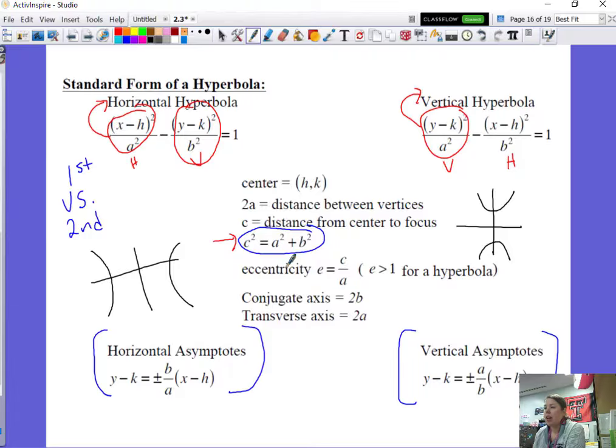We have the other major difference. C squared is a squared plus b squared. So we're adding the two values in the denominator together. The other thing is the horizontal and the vertical asymptotes, and we'll talk more about that on the next slide. But that's the major difference between horizontal hyperbolas and vertical hyperbolas. Okay? A squared, if it's with x, is the horizontal distance. B squared, if it's with y, is the vertical distance. Okay? Whatever's with x is the horizontal distance, and whatever's with y is the vertical distance.